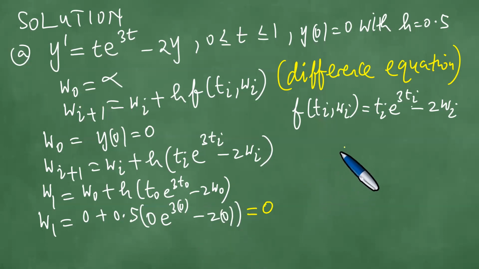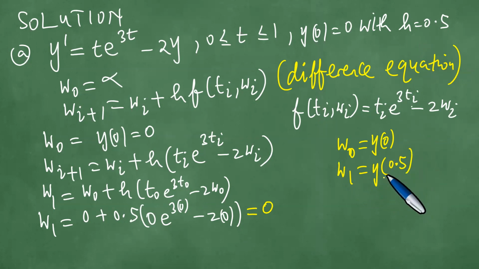But there are a couple of things you need to note: W0 is the same as Y0, and W1 is the same as the next one at T. So you add 0.5, and then you get 0.5, which corresponds to T1. Then W2 is going to be at the next one, which is going to be 1.0. Yeah, that's what we have.